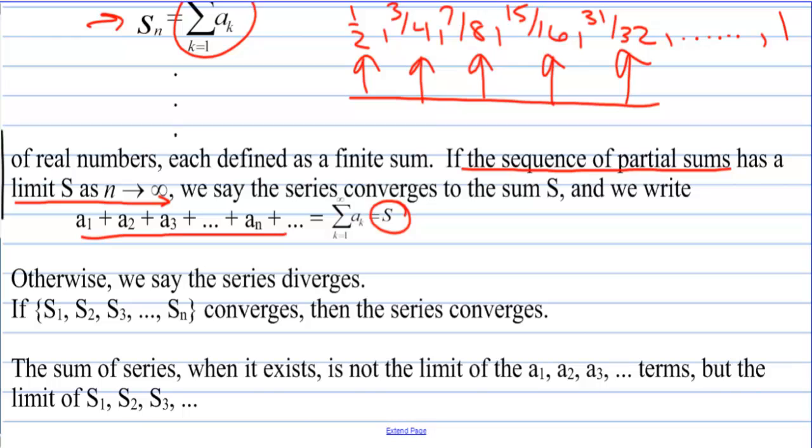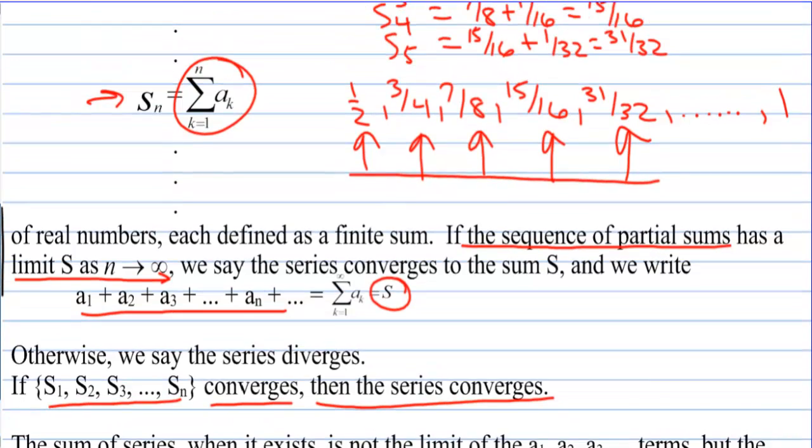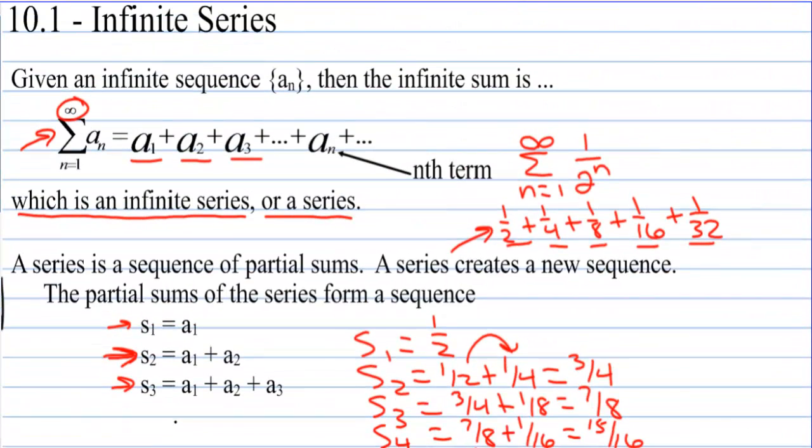If the sequence of partial sums converges, then the series must converge also. The sum of a series, when it exists, is not the limit of the terms themselves originally, but the limit of the partial sums. Now, if we go back to the original terms, the limit of those original terms was going to 0. That's part of the reason why this actually converges, because we keep adding on less and less and less and less.